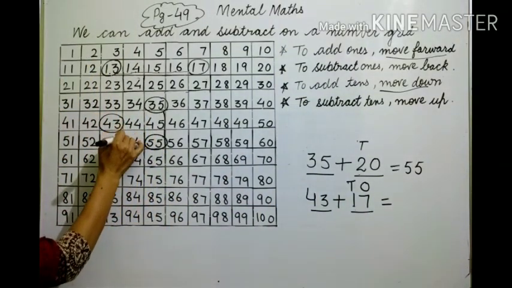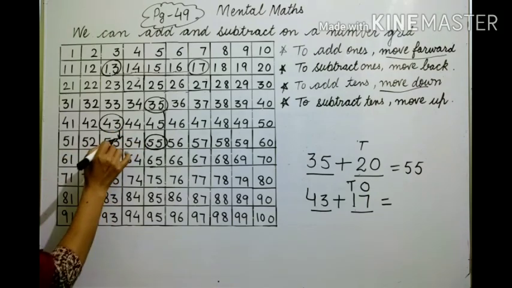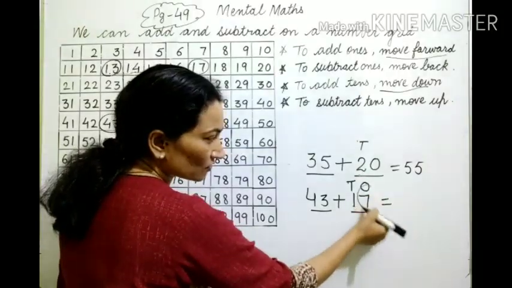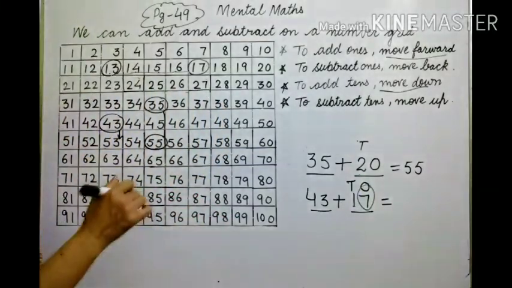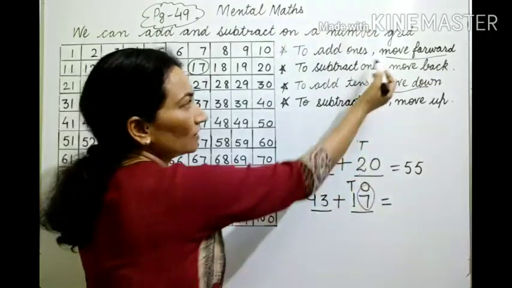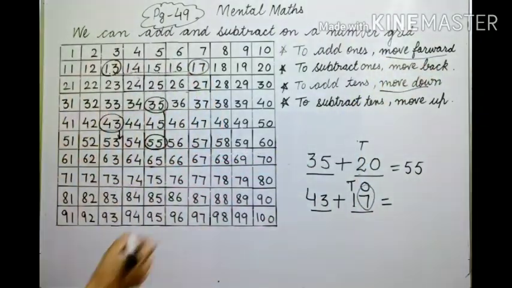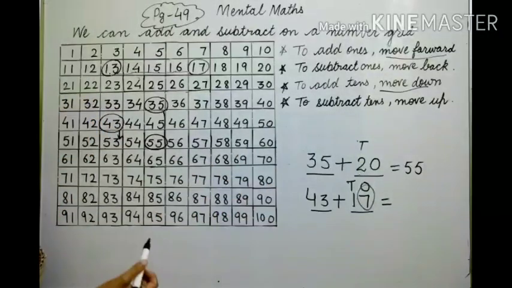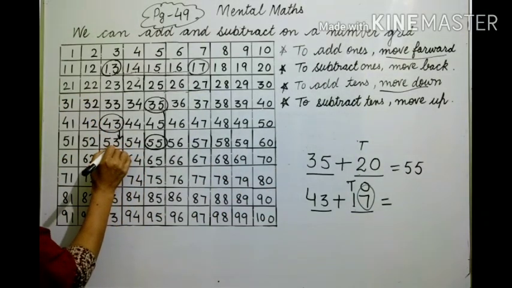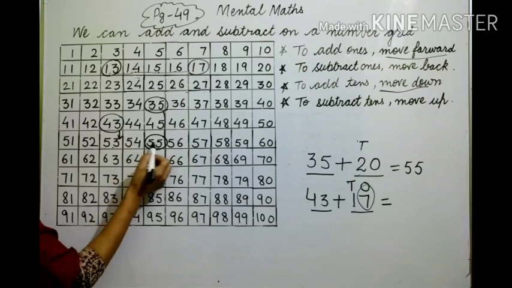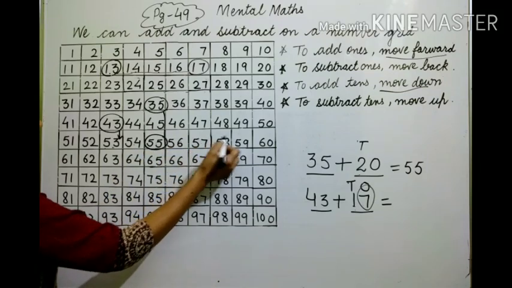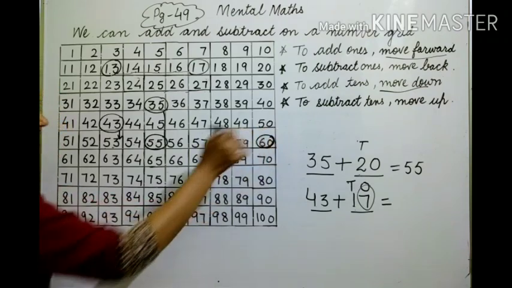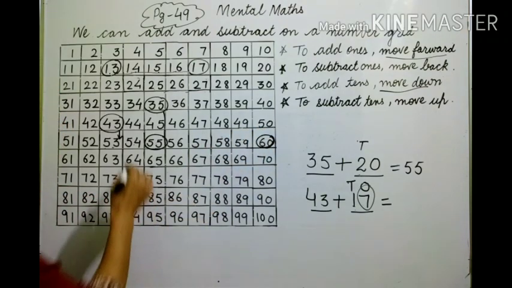43 move down 1 step. Okay. We are getting 53. Now 7 ones are also here. So to add ones, we will move forward. Here we have to add 7 ones. So 7 steps we will move forward from 53. 53. 1, 2, 3, 4, 5, 6, 7. After 7 steps, we are getting number 60.